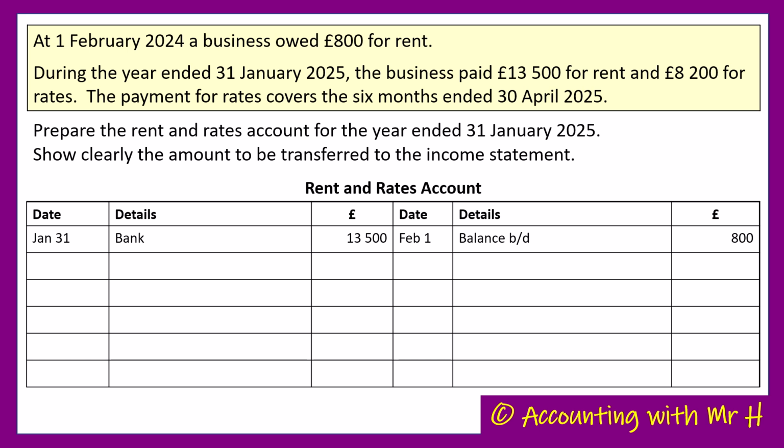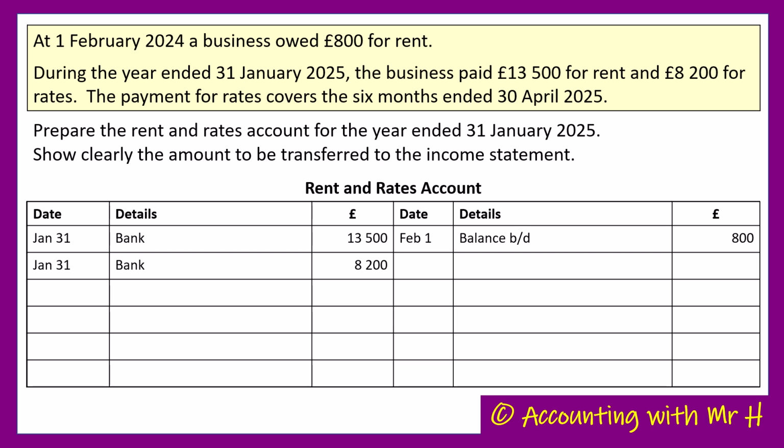And they also paid £8,200 for rates. So I can't argue with that, so I'll put that in as well then, increasing the expense further. But the little twist in this question, it says the payment for rates covers the 6 months ended the 30th of April 2025. So if it ends on the 30th of April, 6 months, I'm thinking, well, when did that start? So if I go back 6 months, that must have started then on the 1st of November 24. So that rates payment has covered November, December, January, February, March, April, 6 months.